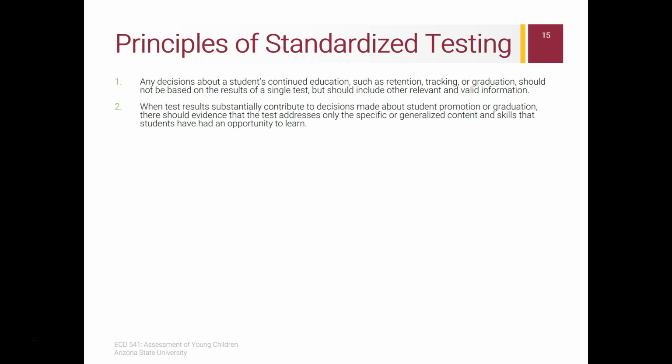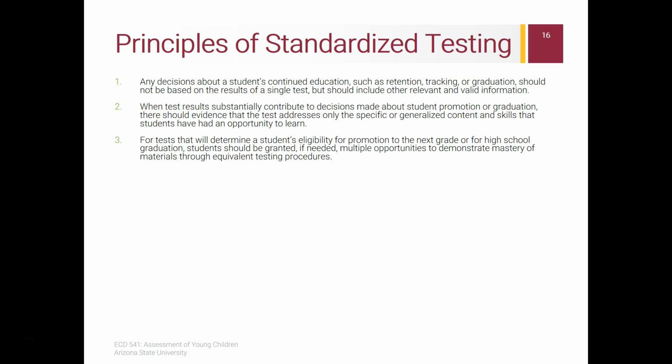Number 2. When test results substantially contribute to decisions made about student promotion or graduation, there should be evidence that the test addresses only the specific or generalized content and skills that students have had an opportunity to learn. Number 3. For tests that will determine a student's eligibility for promotion to the next grade or for high school graduation, students should be granted, if needed, multiple opportunities to demonstrate mastery of materials through equivalent testing procedures.